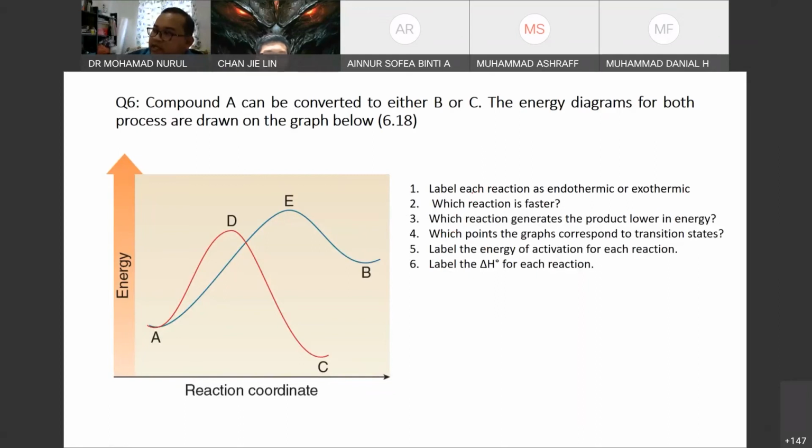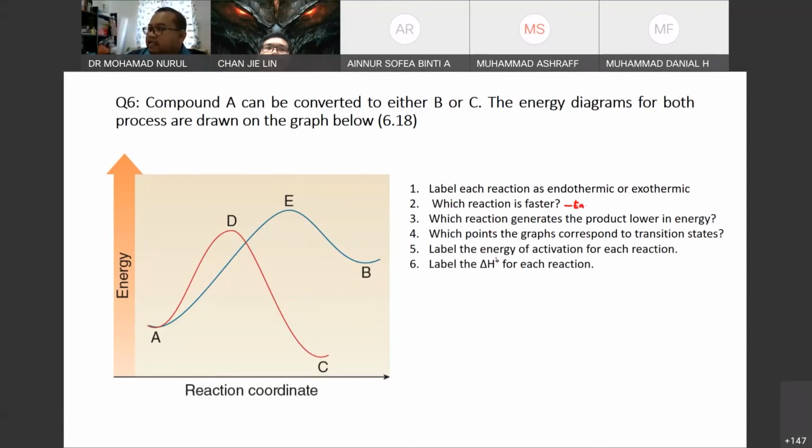Okay, first one, you have to choose between red and blue which one is the fastest reaction. It's related with the activation energies. Which reaction generates the products lower in energies? We will see after this. Number 4, which point of the graph corresponds to the transition states? Transition state is the formation between starting material and products. It is in between. In this case, D and E is a transition state.